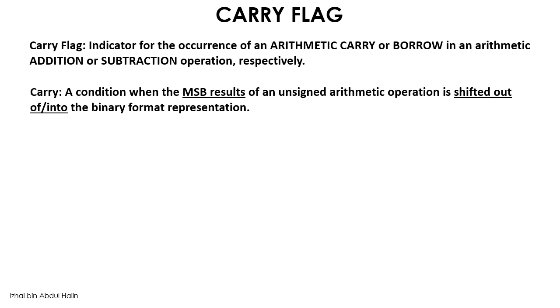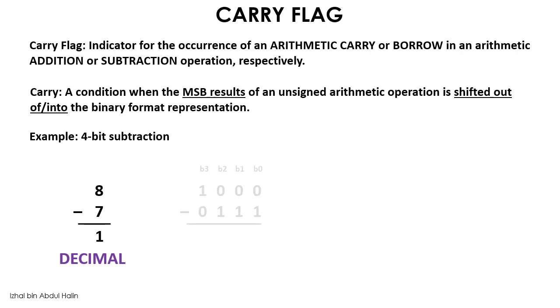Here we will do one last example to analyze the status of the carry flag. We will be using 4-bit unsigned numbers in this example for simplicity. The two 4-bit unsigned numbers to be subtracted are 8 and 7. The result is 1. The 4-bit binary equivalent is shown.